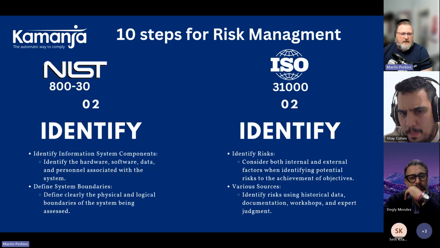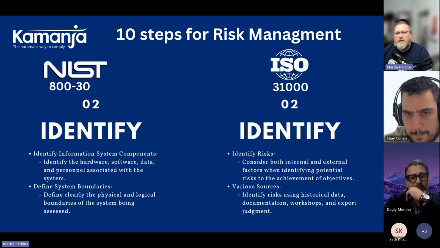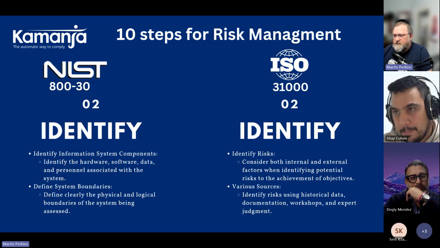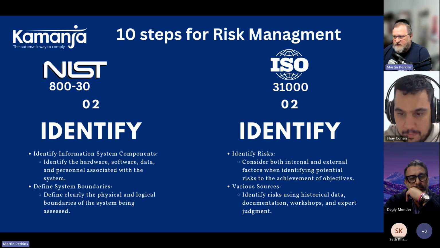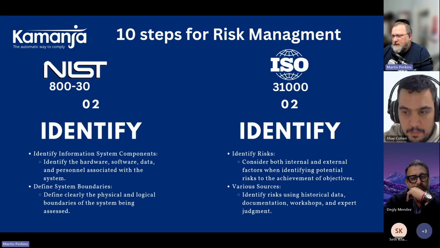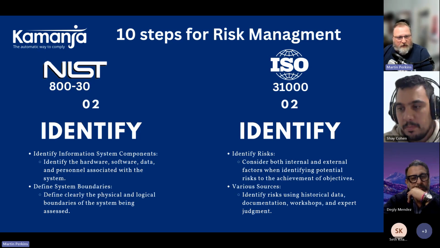Now the ISO, you're identifying risks really as the beginning. Because as we talked about yesterday, you start out with a framework with ISO, whereas with NIST you start out with your assets. And so with ISO, you're going to start looking at internal and external factors when looking at risk to achieve the objectives you set out in that first phase of setting your objectives. And there's a whole slew of sources for that, which include historical data, documentation, workshops, and expert judgment. And again, this is the methodology that Shay has more insight into. So feel free to grab the mic and chime in anytime, Shay, as we go through this.